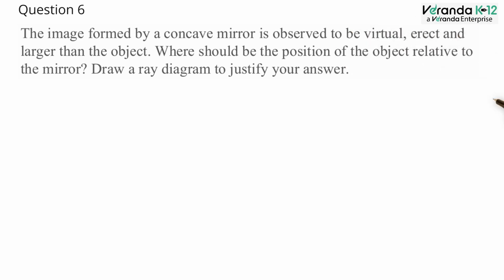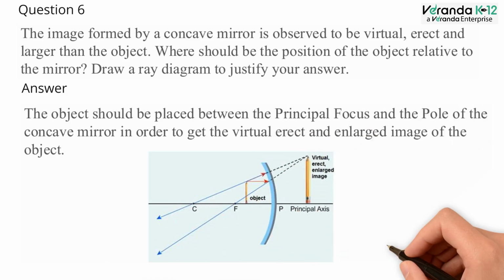Moving on to question 6. The image formed by a concave mirror is observed to be virtual, erect and larger than the object. Where should be the position of the object relative to the mirror? Draw a ray diagram to justify your answer. And the answer goes like this. The object should be placed between the principal focus and the pole of the concave mirror in order to get the virtual, erect and enlarged image of the object. You can check the nature of the image formed by the adjacent ray diagram.